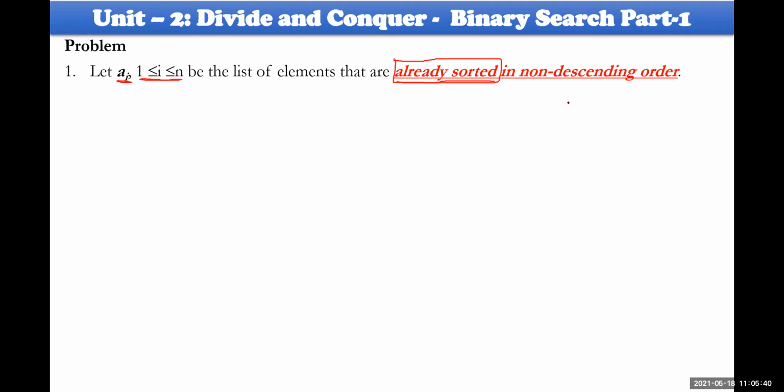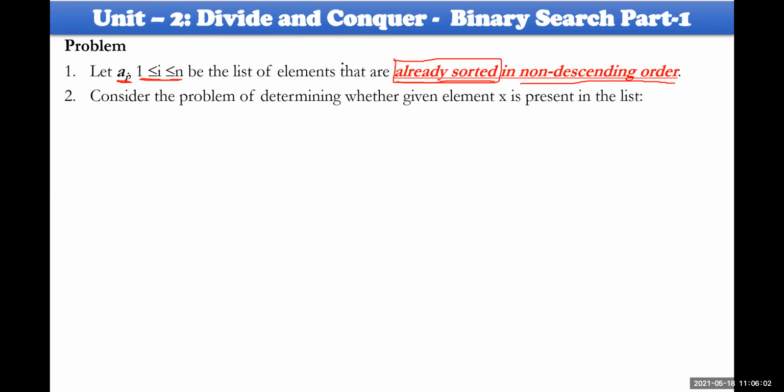Normally, in algorithms, sorting or ascending order is not spelled out. So ascending order is always specified as non-descending order. Non-descending means the data is already in ascending order only. So A of 1 is less than or equal to A of 2, which is less than or equal to A of 3, and so on, less than or equal to A of n. This is the meaning of non-descending order.